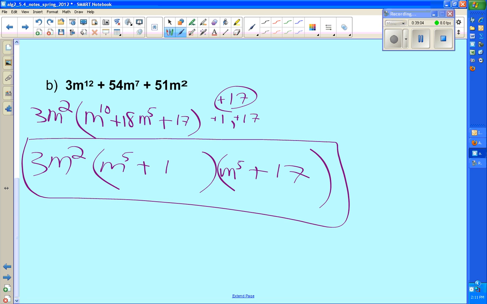What if the leading degrees are different? Then it doesn't work. This has to be half of this. The middle power has to be half of this power. If it's not in quadratic form, if that's a 9 and this is a 4, you're not in quadratic form. I would just leave it.